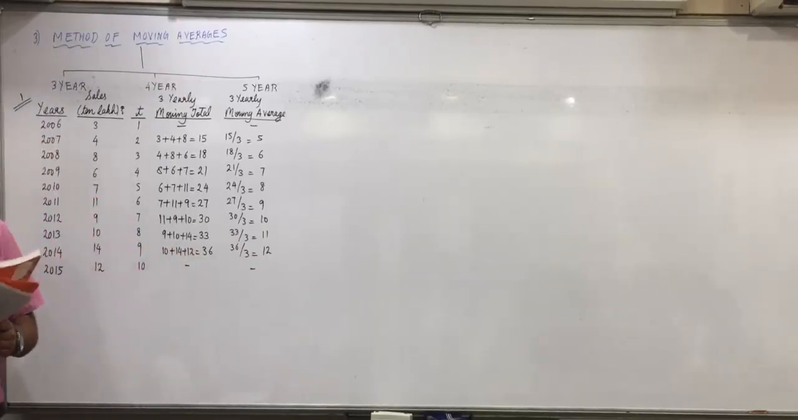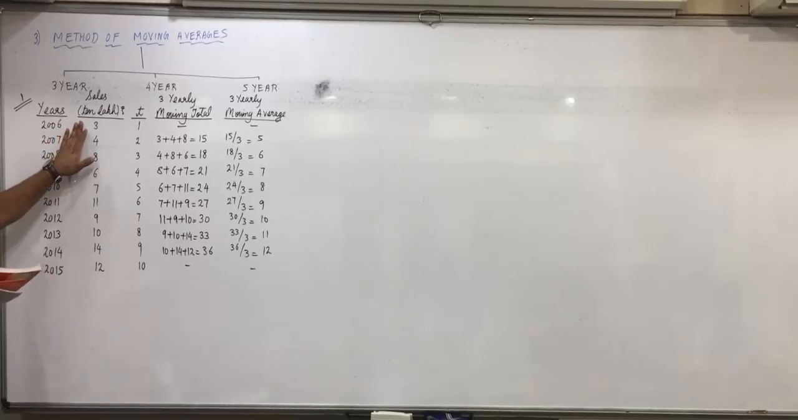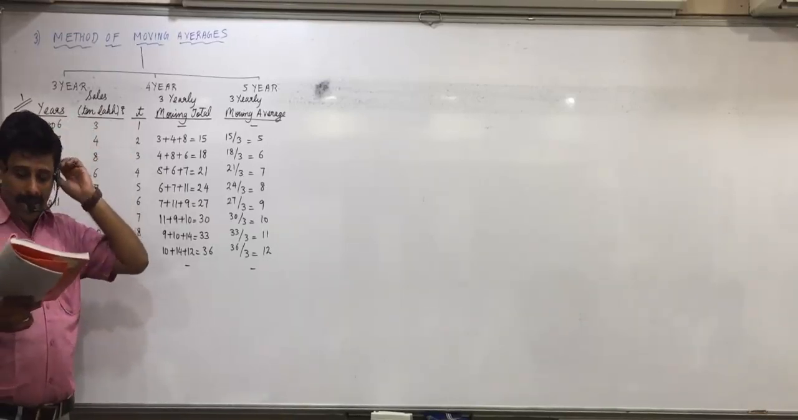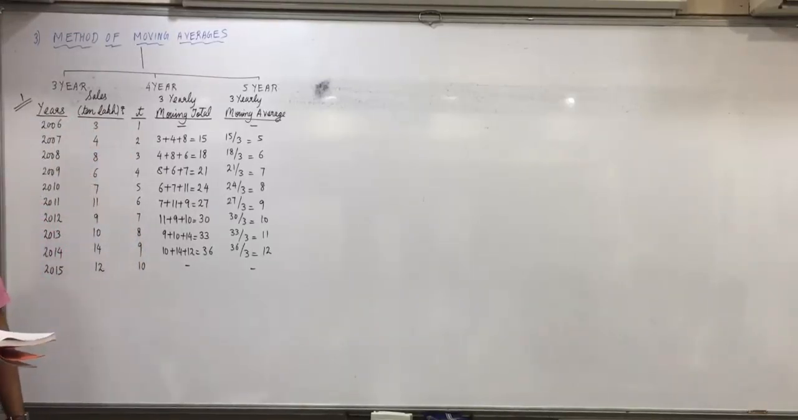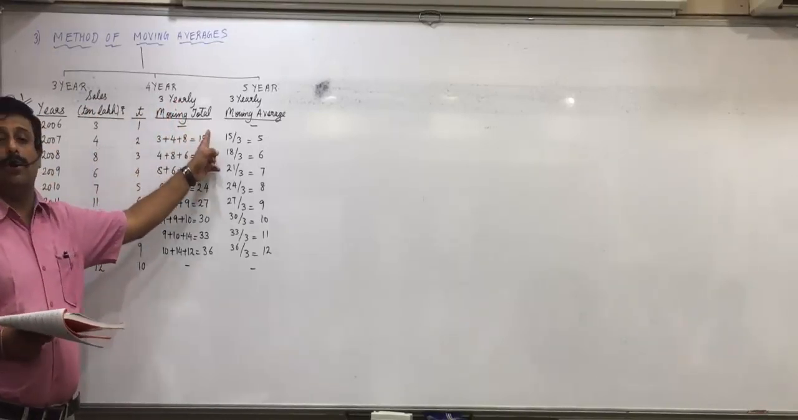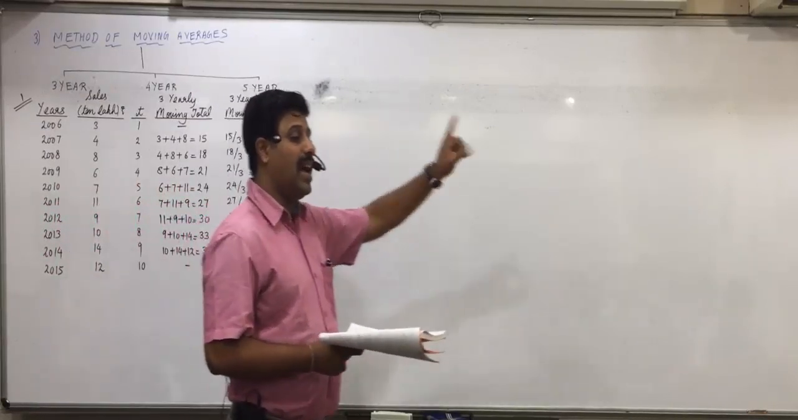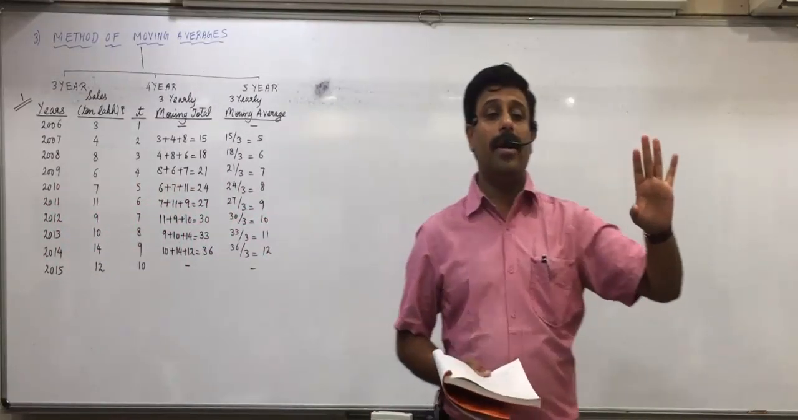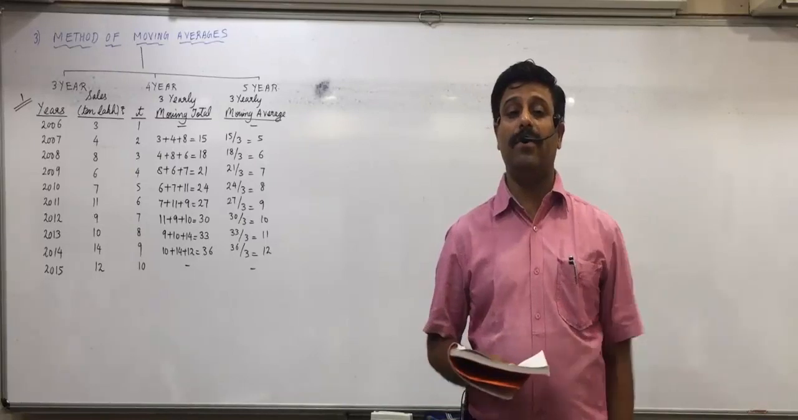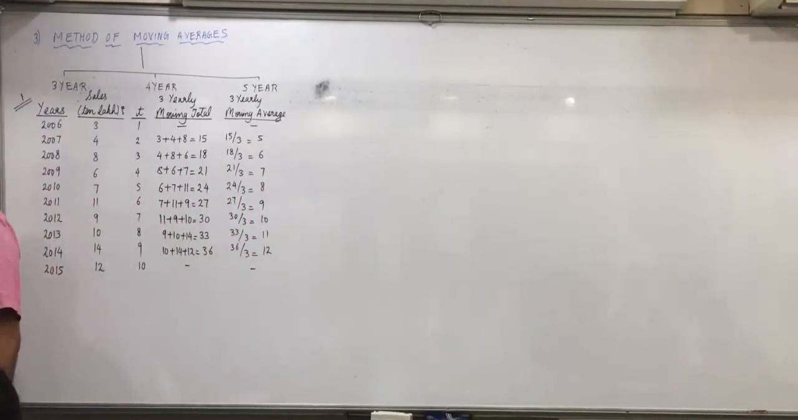Little change, that is, instead of year, which time period is given? Listen carefully. First column months, second column demand, third column T, fourth column 3 monthly moving total, and last 3 monthly moving average. Instead of year, it will be replaced with months everywhere. Start solving it. Within 5 minutes, it should be over.